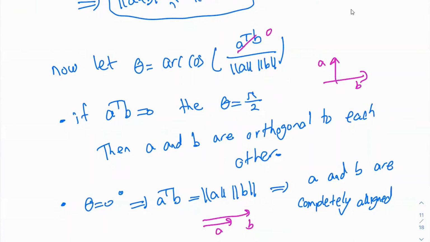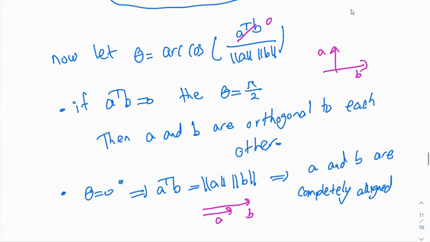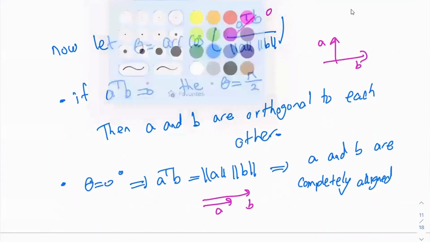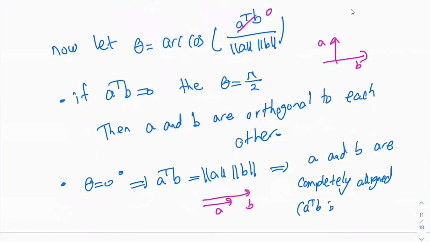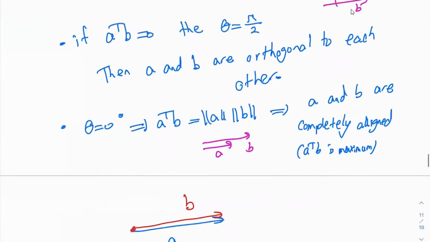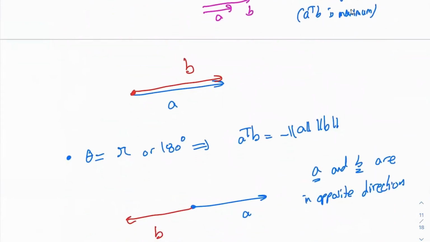So when the angle between them is 0, A transpose B is going to be maximum, right? It is equal to norm of A times norm of B. Why? Because cosine of theta is maximum. Great. A and B are completely aligned. Good. So now let's continue. I have this alignment as well, but they don't have to have the same norm.